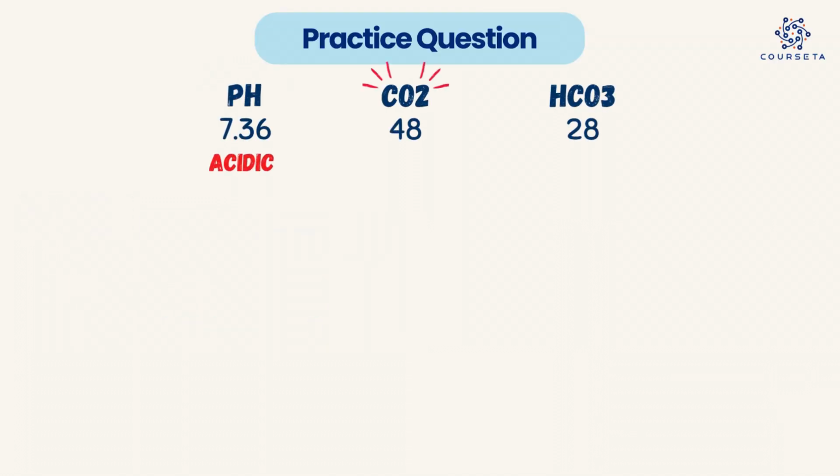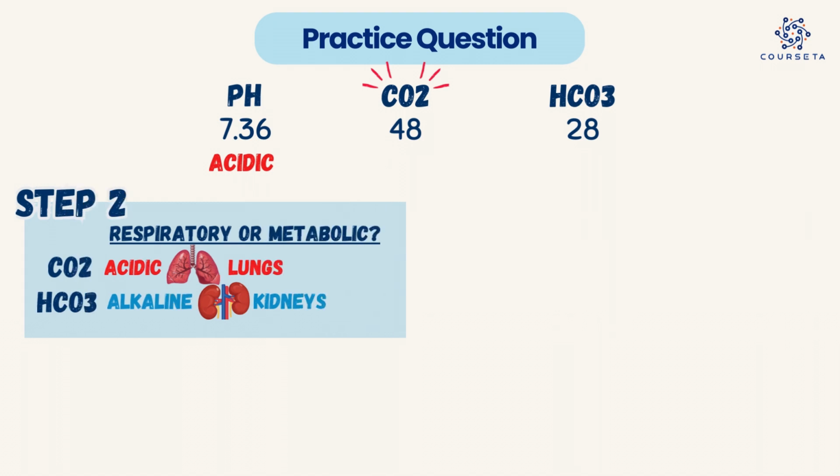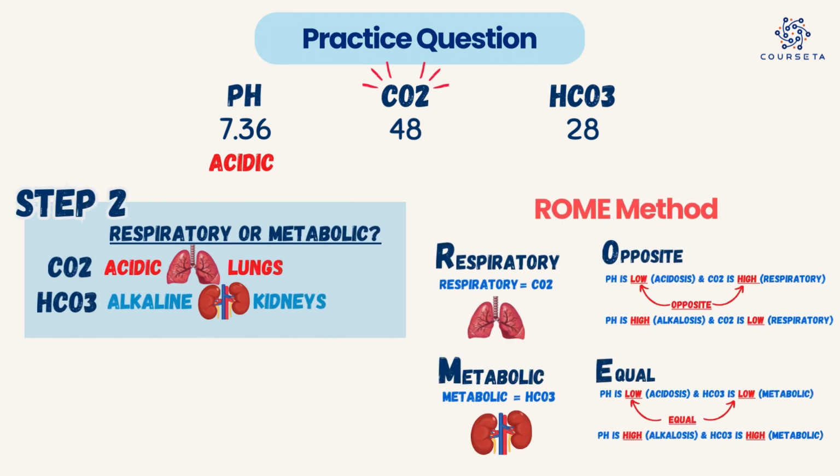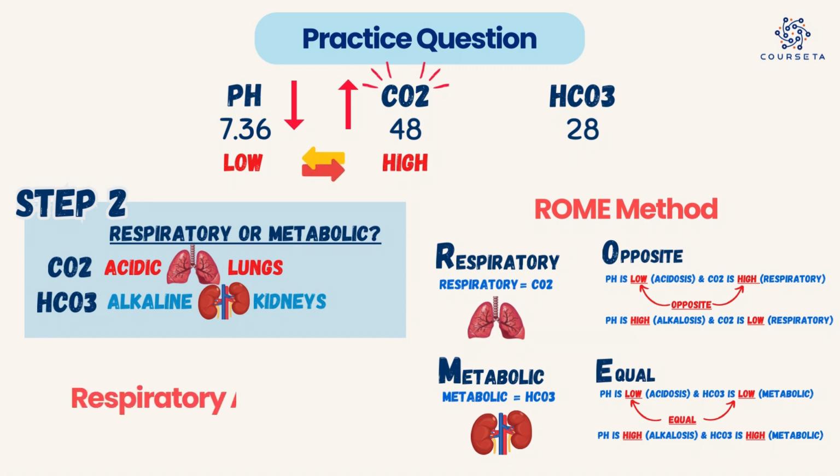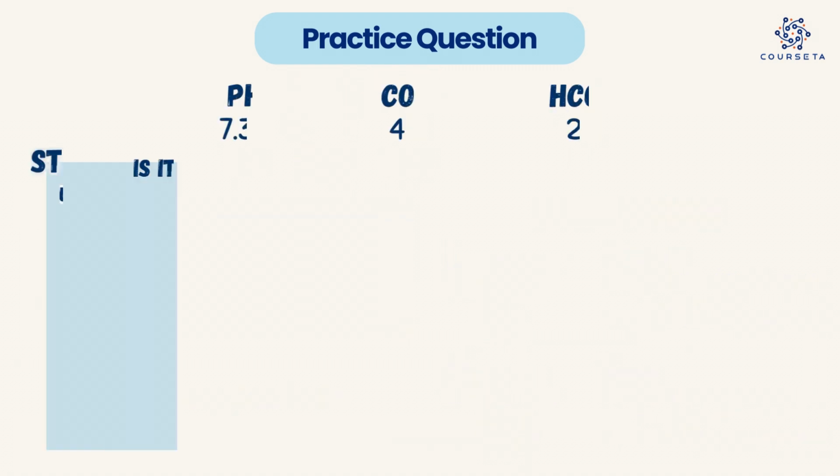Next, let's determine now if it's respiratory or metabolic. Now you can use the Tic Tac Toe method or the row method. I'm going to use the row method in this quick example. Respiratory opposite, metabolic equal. So pH is low, considering it's on the brink of being low. And then we have a CO2, 35 to 45. It's 48. It's high. So respiratory opposite. This is respiratory acidosis.